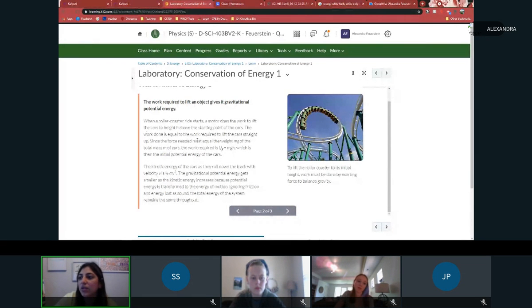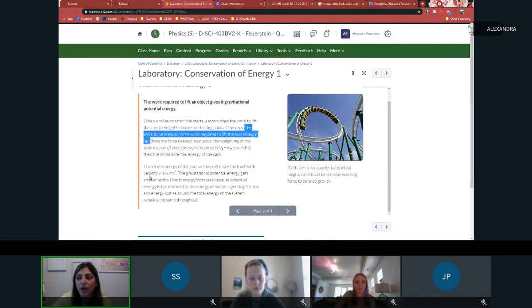It's going to tell you that the cars go to a height h above the starting point, and as it goes over that spot, it's got so much potential energy, it's going to then switch to kinetic energy. It's going to use all of that potential energy that it built from going up higher and higher to go faster and complete some of the rounds before they include more energy. It's telling you that the work done is equal to the work required to lift the car straight up.